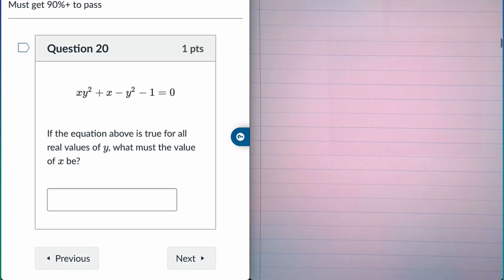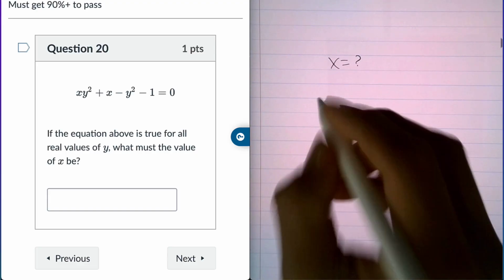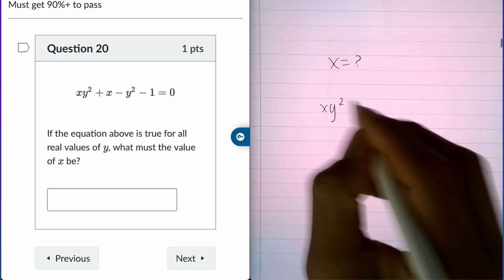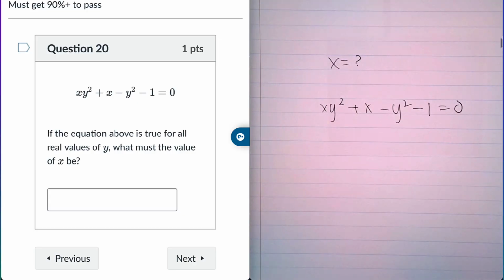If the equation above is true for all real values of y, what must be the value of x? So the goal is to find x. We got quite a complicated looking equation, so let's see if we can find a way to simplify.